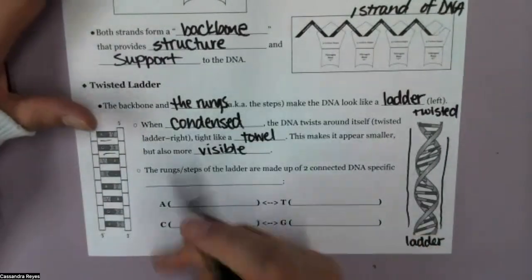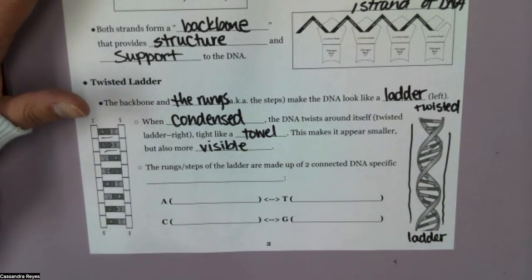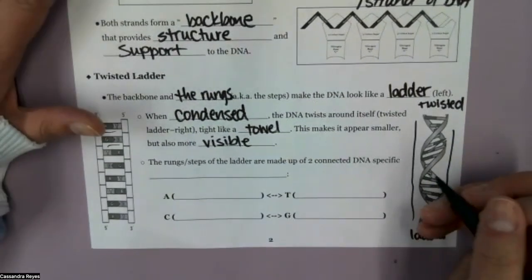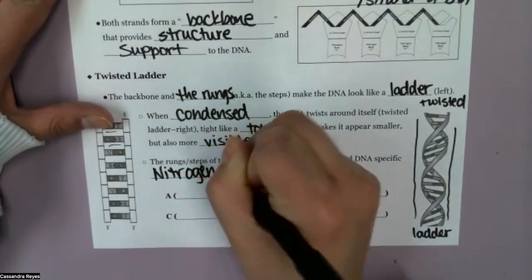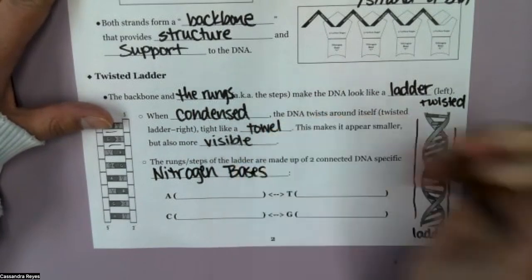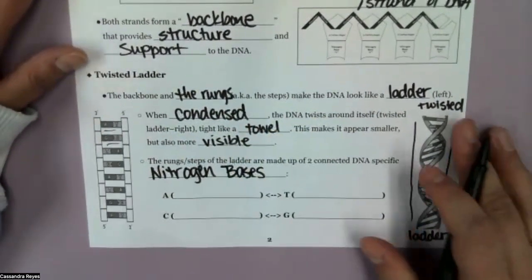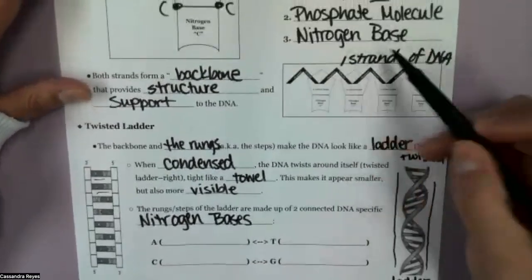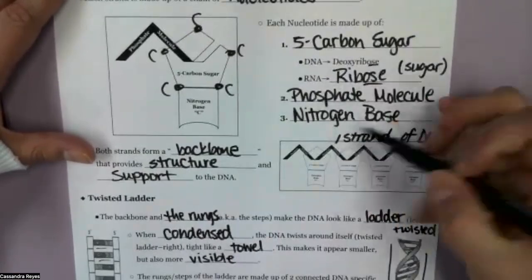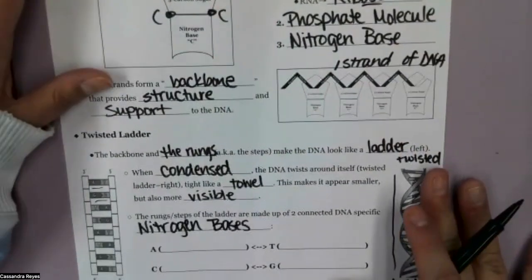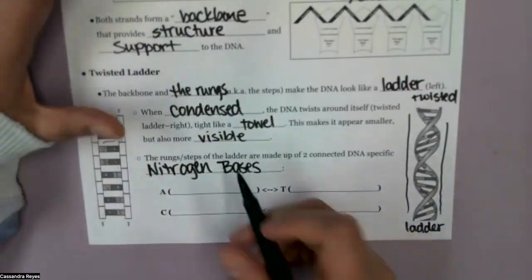All right, back to the notes. So the rungs, the steps of the ladder, are going to be made up of 2 connected DNA-specific nitrogen bases. Now, remember that each nucleotide is made up of a 5 carbon sugar, a phosphate molecule, and a nitrogen base. Well, I said there was a variation with these nitrogen bases, and there are 4 that it could possibly be.